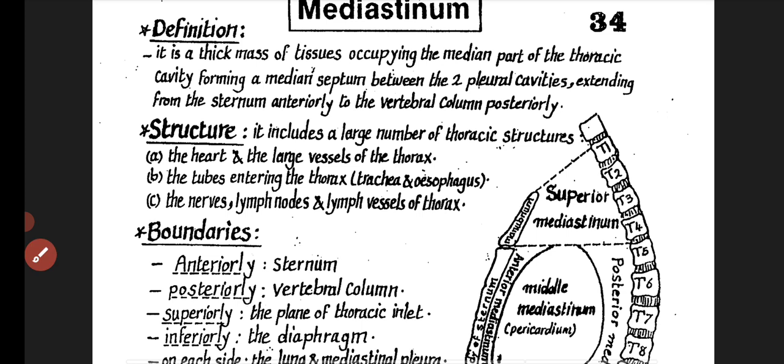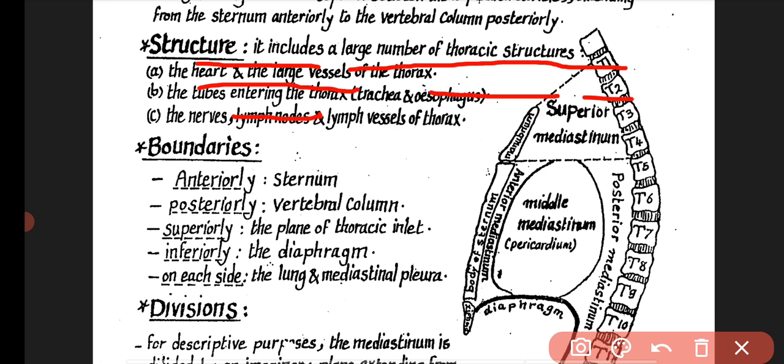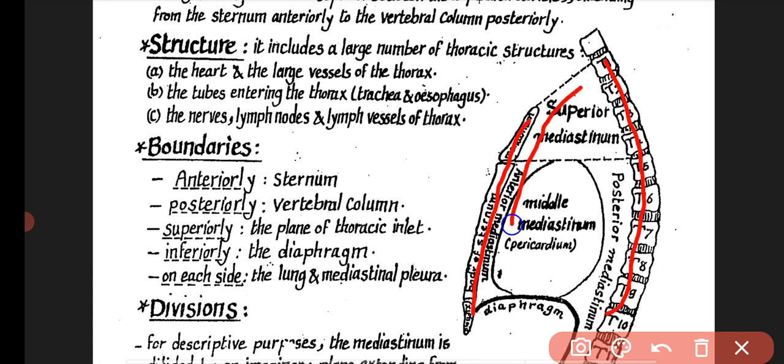Now come to the diagrammatic picture. You have to draw the diagrammatic picture in the exam. This is the sternum anteriorly, and this is the vertebral column posteriorly. So in between the two pleural cavities, this space is known as the mediastinum.